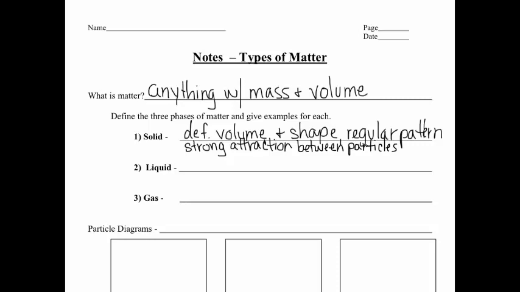All right. Next, liquids. Liquids have a definite volume, but their shape is variable. So they take the shape of their container. The particles are more spread apart and not as regular. And there's a moderate attraction between them.